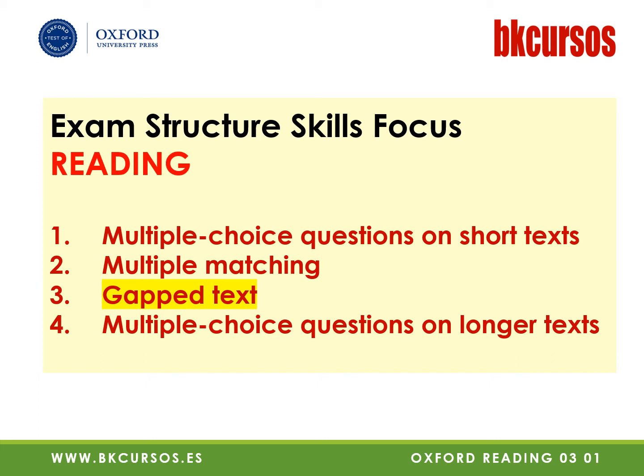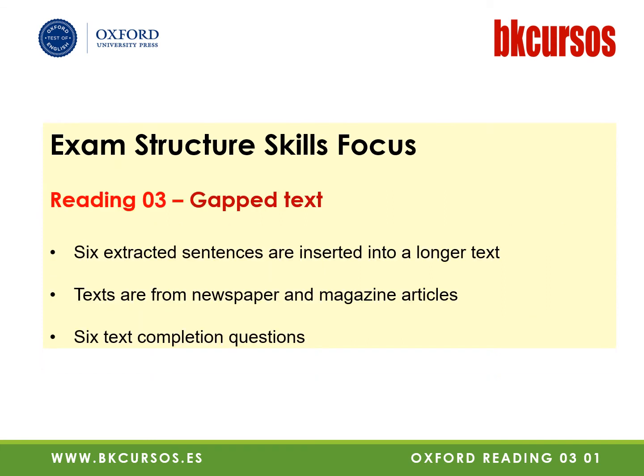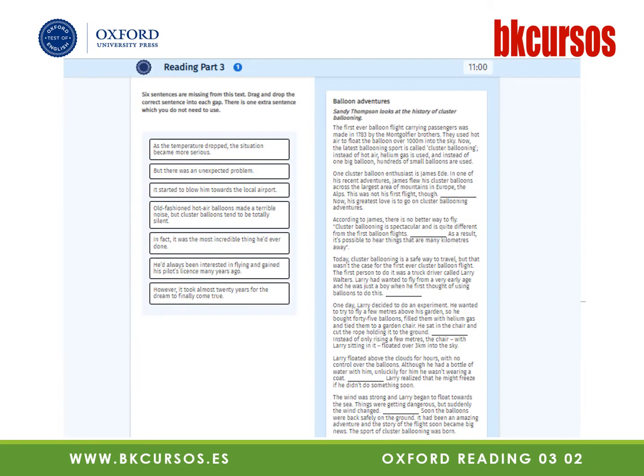Today we are going to go through the third task of the reading module, which is gapped text. Okay, what is a gapped text? We'll need to read a long text which has 6 gaps, and we'll need to find which sentence goes in each gap. The text is an article from a newspaper or a magazine. This is how reading part 3 looks.